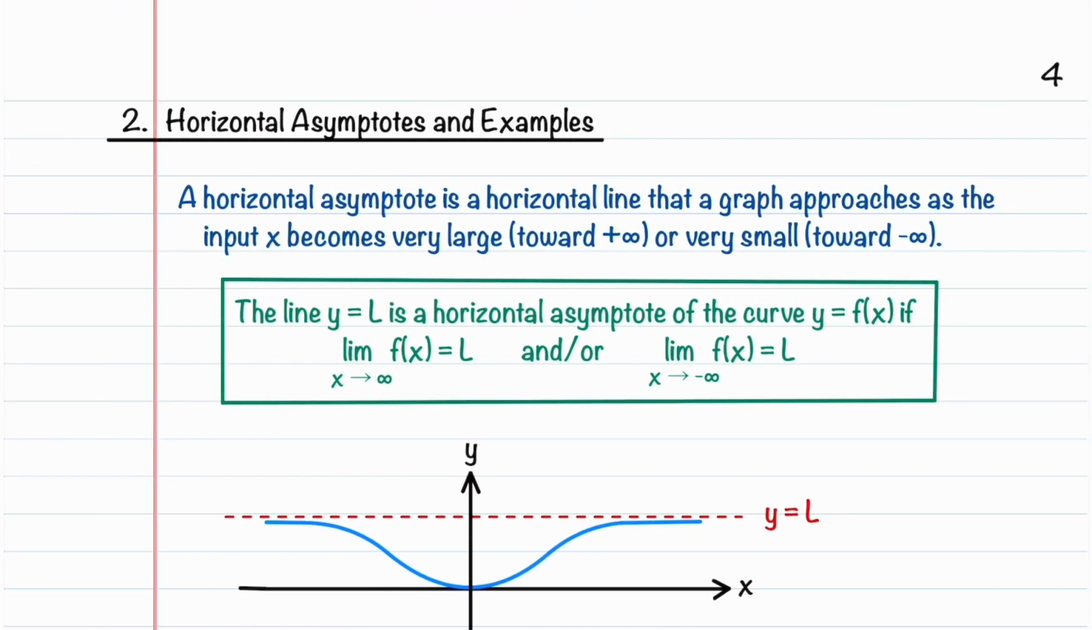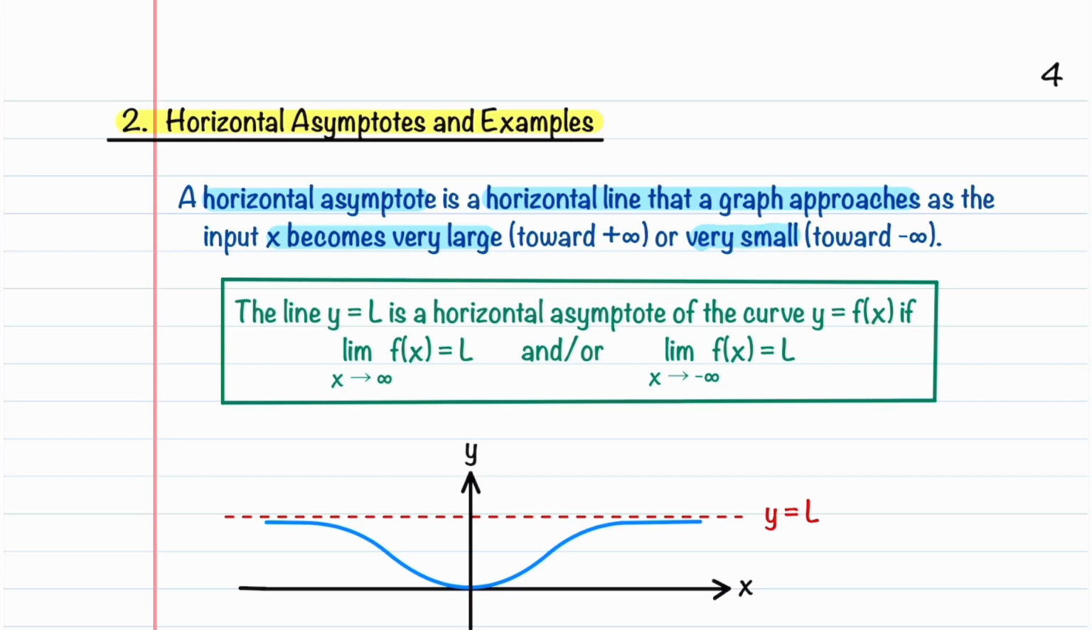We're now going to talk about horizontal asymptotes and walk through some examples. A horizontal asymptote is a horizontal line that a graph approaches as the input x becomes very large, going toward positive infinity, or very small, going toward minus infinity.